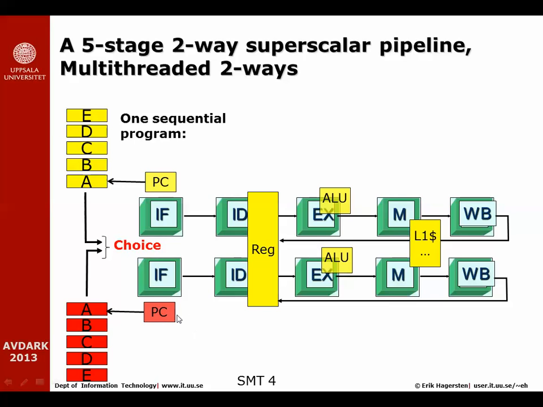Since we have two streams, we have to add another program counter. From this picture, it looks like this program counter belongs to this instruction fetch, and the yellow program counter belongs to the top instruction fetch, but that's just the picture itself. So in a general way, we have to add another program counter to the architecture that may actually be used by either of the instruction fetch stages.